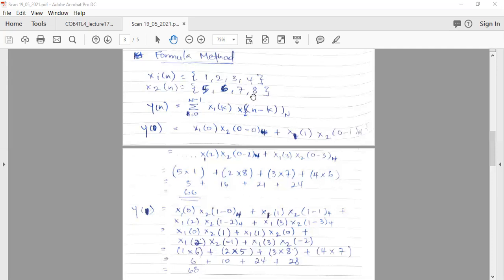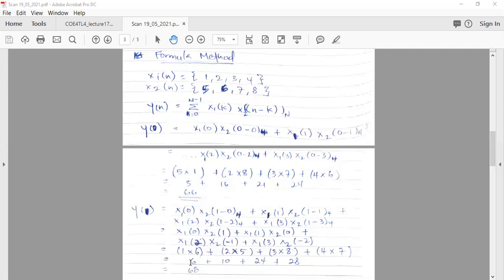So x2 of 3 is 8. So 3 times 8. x1 of 3 from the sequence is 4, right? So we have 4 times x2 of -2, right? Again, we have a negative value, so plus the capital N. The capital N in this particular case is 4. So 4 plus -2 is going to give me 2. So x2 of -2 is basically equivalent to x2 of 2, right? In this particular case, it is going to give me 7. So 4 times 7. Again, simplify this, you are going to get 6 plus 10 plus 24 plus 28. It is going to give me 68.